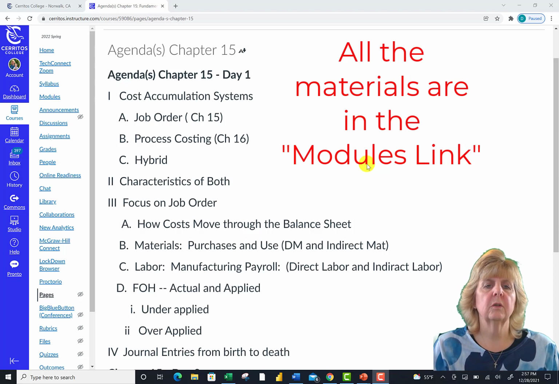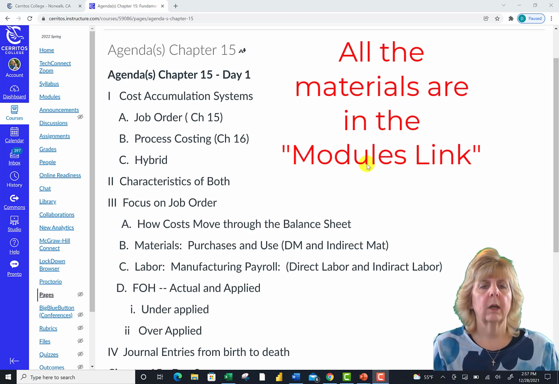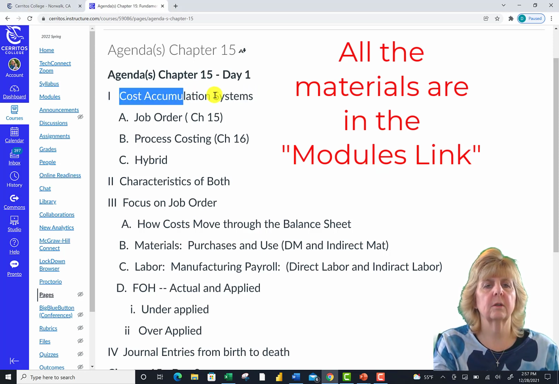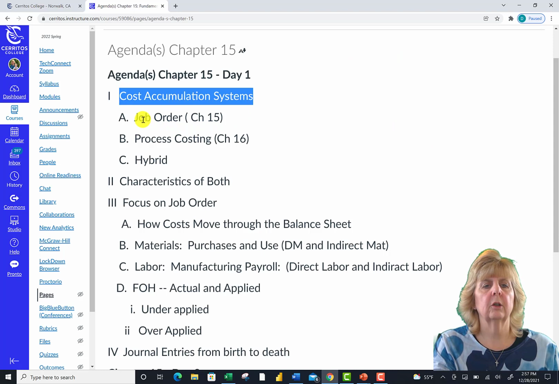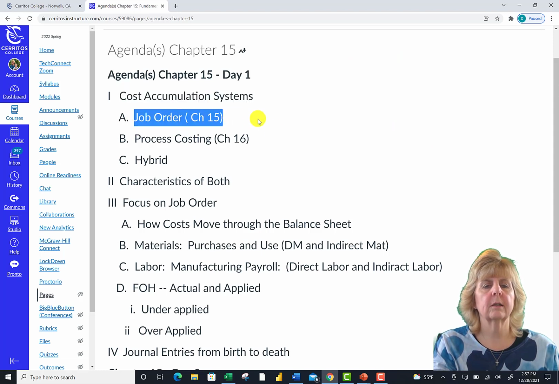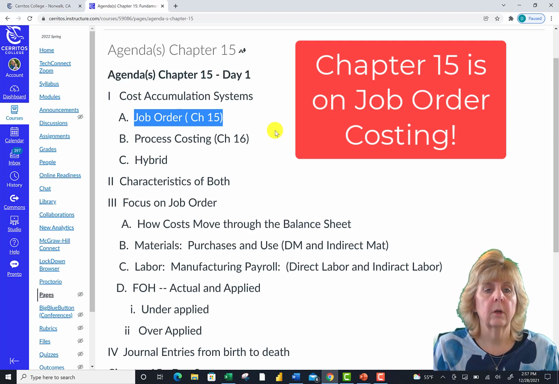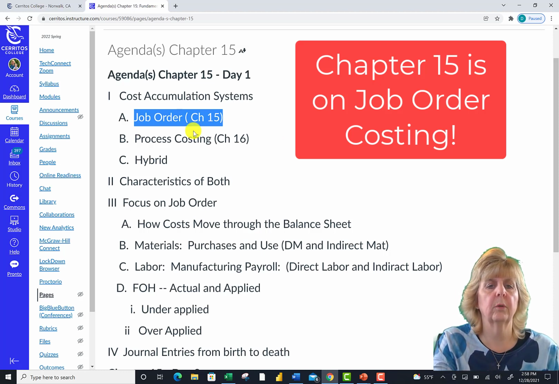On the screen, you'll see the agenda for day 1 of Chapter 15. We're going to start off by talking about cost accumulation systems. First, we'll take a look at job order costing, which is the topic of this chapter. Job order costing is used for customized types of jobs. We'll take a look at several PowerPoint slides that'll give you characteristics of both.